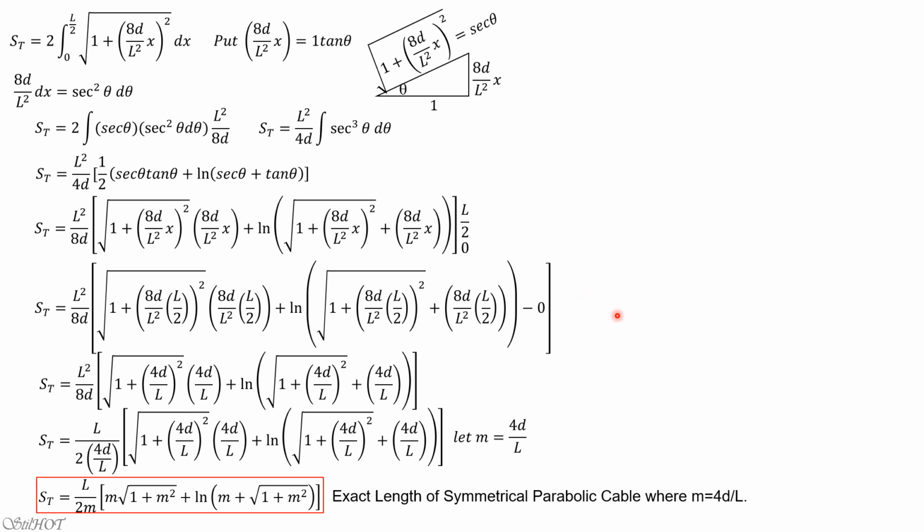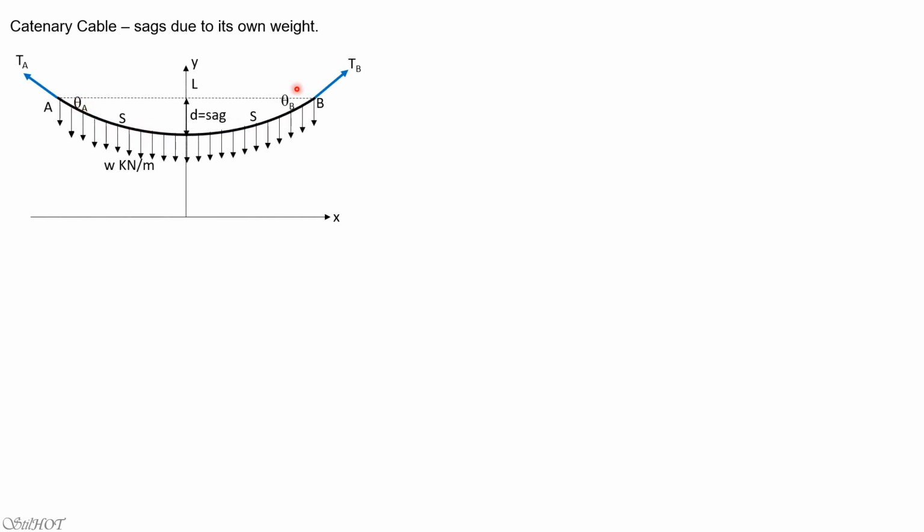So that's it for the length of a symmetrical parabolic cable. Let's now have the theory on catenary cables. So it sags due to its own weight. There's no other load except its own weight. So this is the configuration.